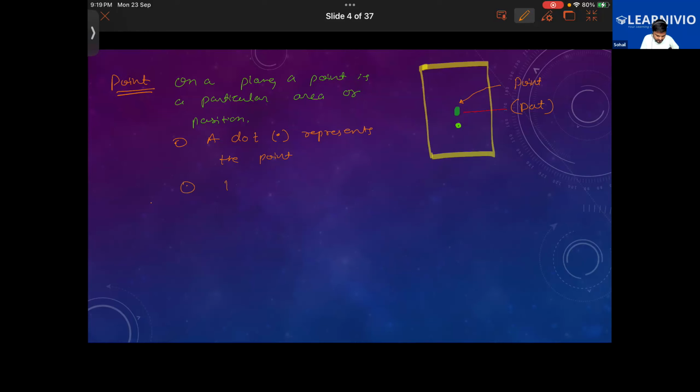Further, I say that ideally, it does not have any dimension. Dimension means the length, breadth, or height of a given object. So it doesn't have any length, breadth, or height. That is all about the point. If you have any question in this, please let me know. Otherwise, we'll be moving to the next topic.